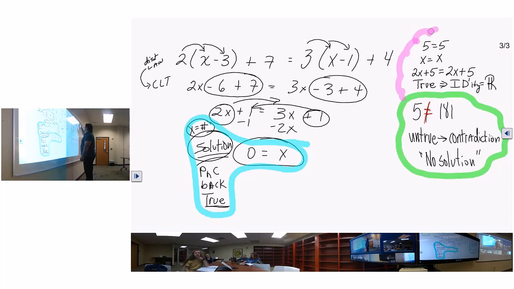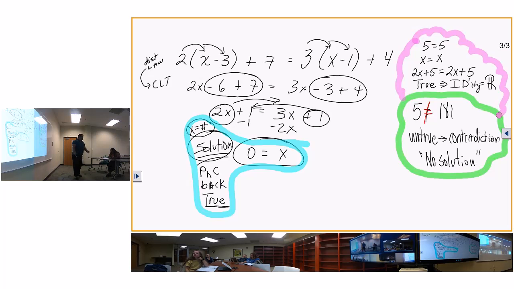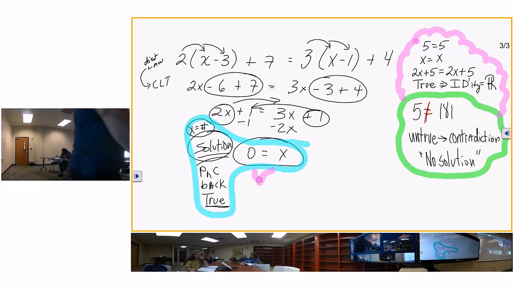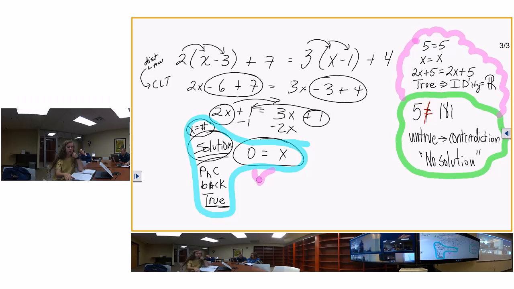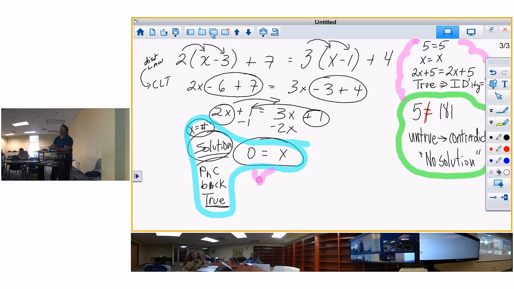So when you're doing algebra, how many possible outcomes can you get? 3. 90% of the time you're going to get a real solution. But every once in a while, you'll be doing a problem and you'll either get an untrue statement or you'll get a true statement. So make sure you make a note of that. Capiche? Capiche. And everybody should have got 0 on that one. Let's try the next one.